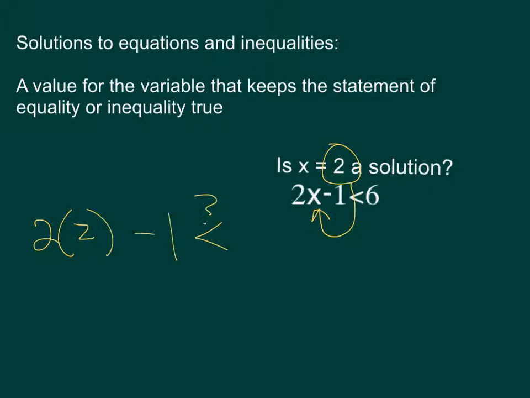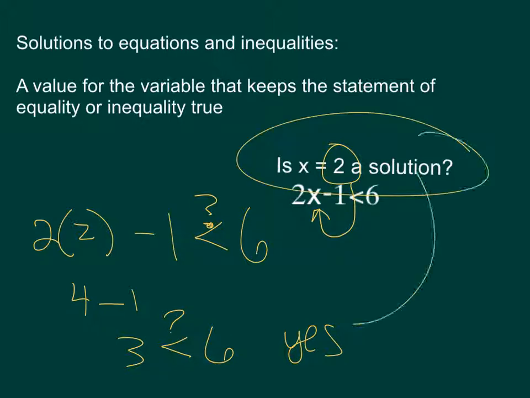We don't know if this is true. This is what we want to find out. So we take that left-hand side and we're going to evaluate that left-hand side. 2 times 2 is 4. 4 minus 1 is 3. Is 3 less than 6? Yes. So is x equals 2 a solution? Yes, it is. The way we can check to see if numbers are solutions to equations or inequalities is by substituting them into the variable and evaluating the two sides of the equation or inequality and comparing them to see if they're equal or less than or greater than or whatever the problem is asking us to do.